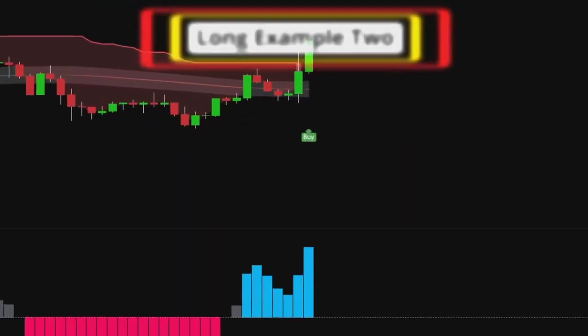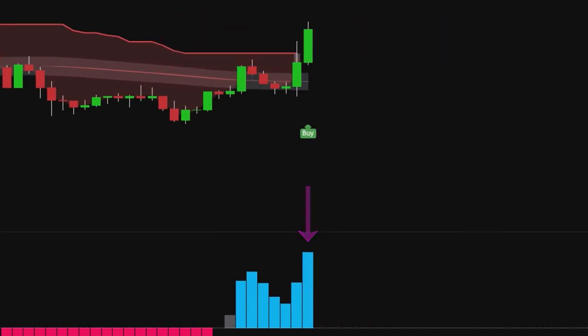I have one more long example. The QQE mod is blue. The trend indicator is green. And finally, the super trend gives a buy signal. Everything converges on this candle.